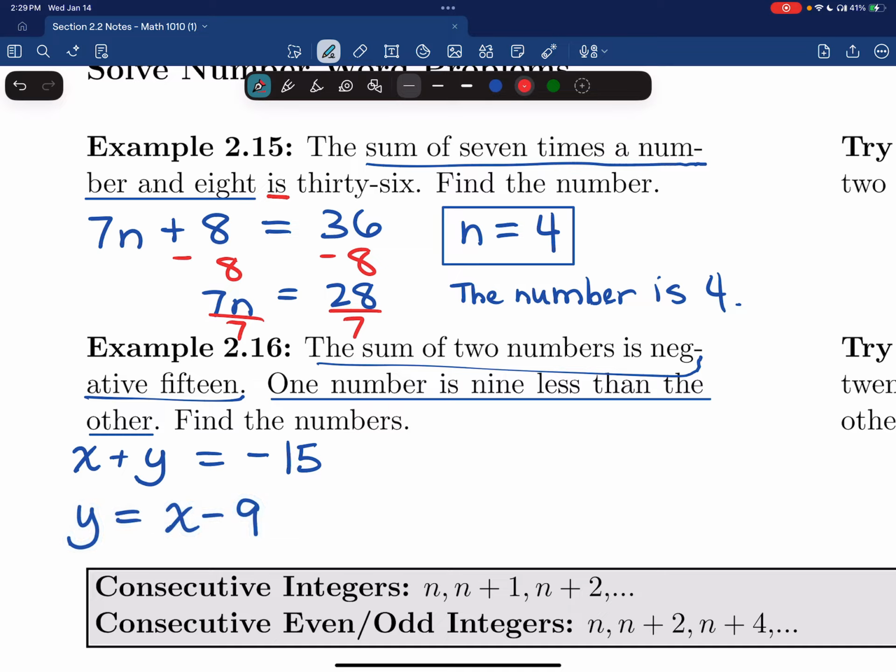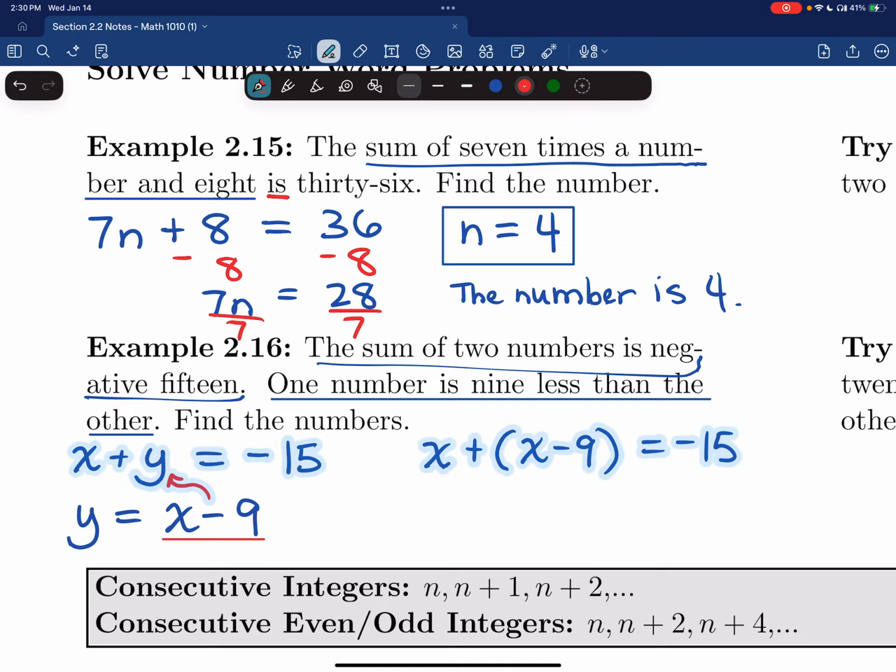Now, what I can do with this information is I could take that x minus 9, and since I know it equals y, I can replace y with it. Rewriting all of this, I would have x plus x minus 9 equals negative 15. So I've just replaced y with something that I know y equals. Now I don't have any y's, all I have is x's, and I can solve this linear equation.